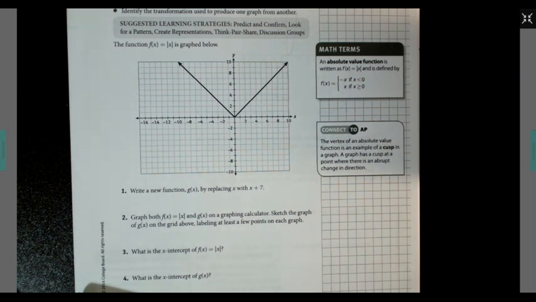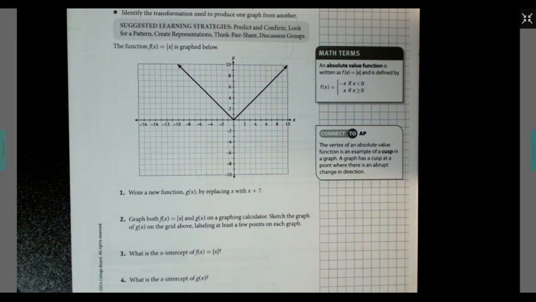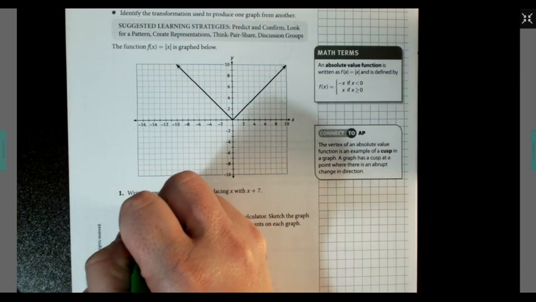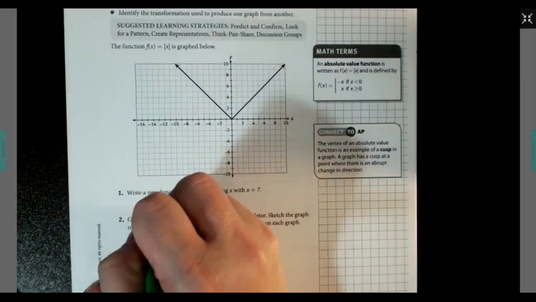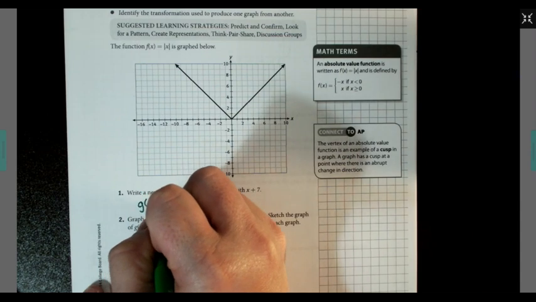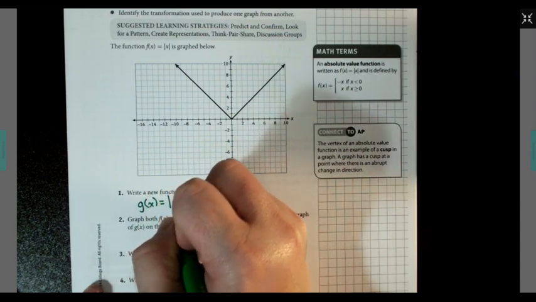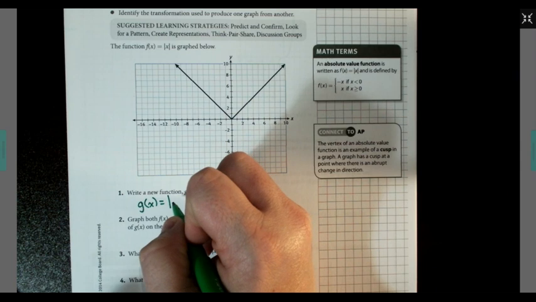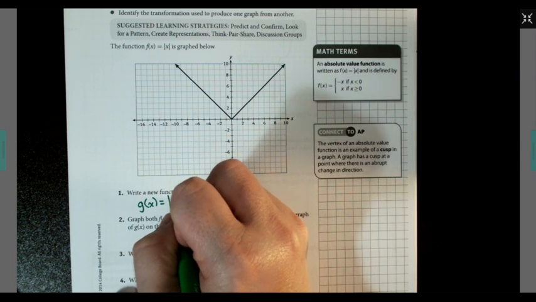Number 1, write a new function g of x by replacing x with x plus 7. So instead of having just x inside my absolute value bars, we're going to put x plus 7 inside my absolute value bars. So we're going to call this g of x equals absolute value of x plus 7.